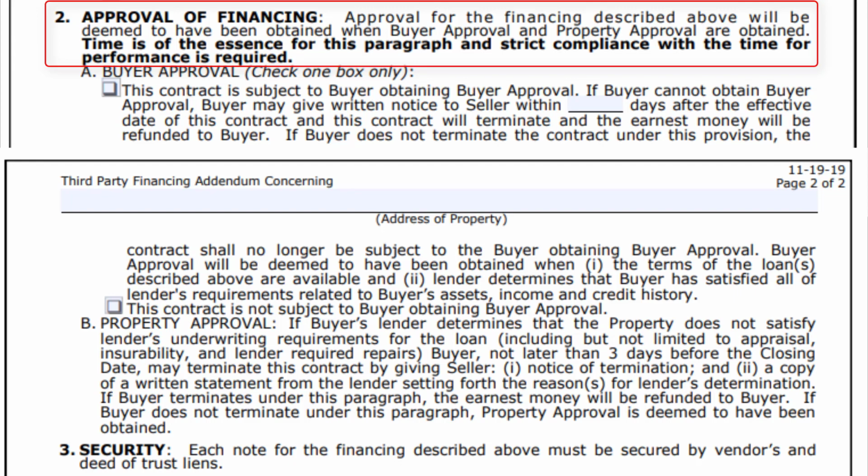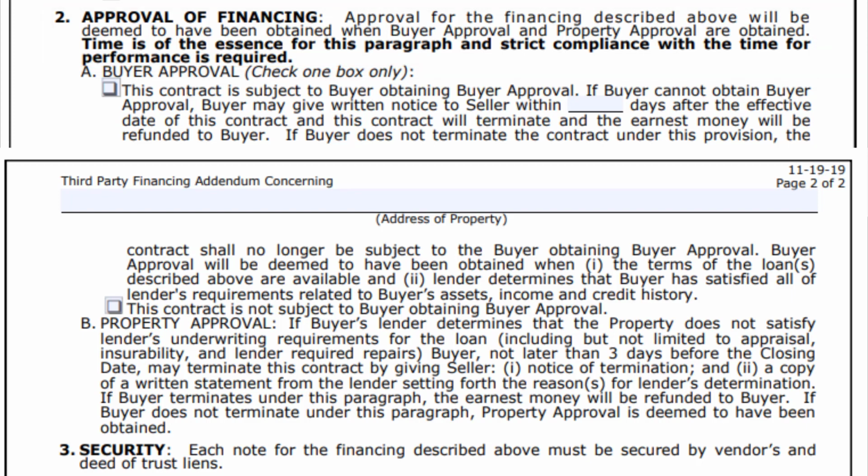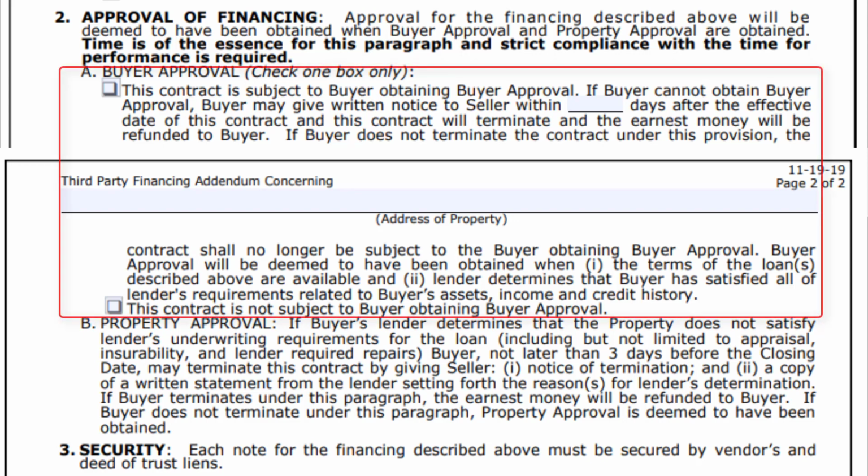it's going to affect the terms of the contract. So in order for the third-party financing addendum to provide protection to the buyer, it allows for two types of approval. The first is the buyer approval, and the second is the property approval. So let's talk about the buyer approval first.